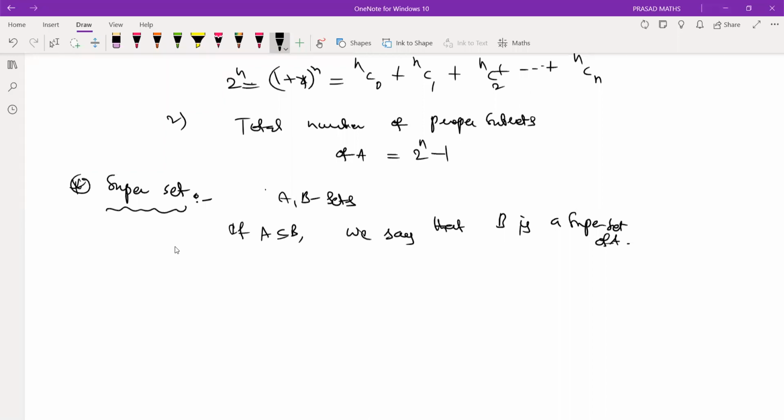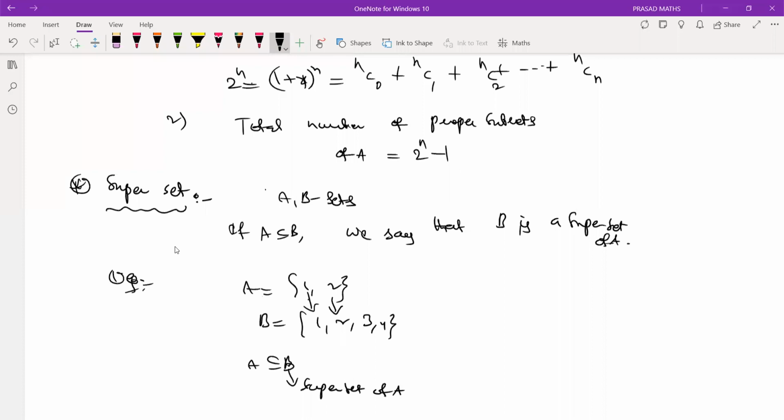Suppose you take this example: A equals {1, 2} and B equals {1, 2, 3, 4}. Clearly 1 is here, 2 is here. Therefore any element of A is an element of B, so A is a subset of B. Here B is a superset of A. A is a subset of B, and B is a superset of A.